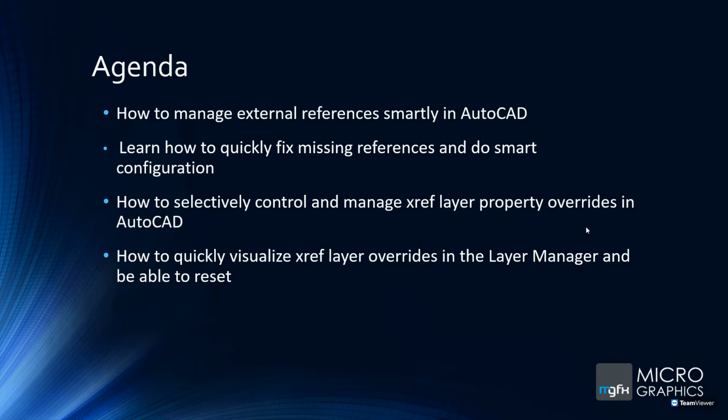Then Xref layer property overrides. This is something that some people do, some people don't do. How do you control that? Changing your color, your line type, your line weight. How do you do this quickly and efficiently? We'll take a look at that as well. And then also, how do you visualize what's an override and what's not an override in your layer manager? And if you do have overrides, how do you reset them? We'll take a look at that as well.